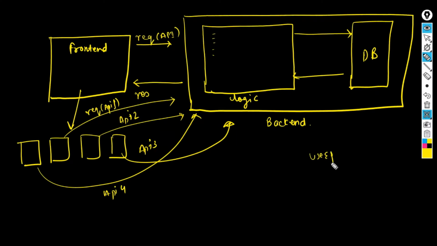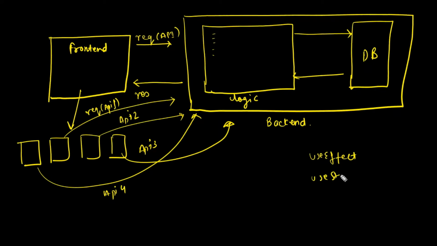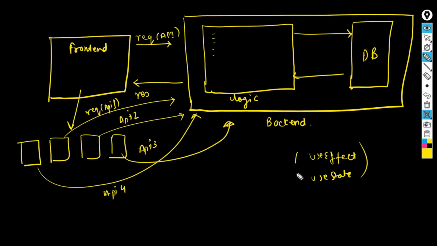That is useEffect to call the API to get the data, and useState to manage the state. And in the local storage we cannot keep so much data. So you have 1,000 components, and in those thousand components you have written useEffect and useState everywhere.